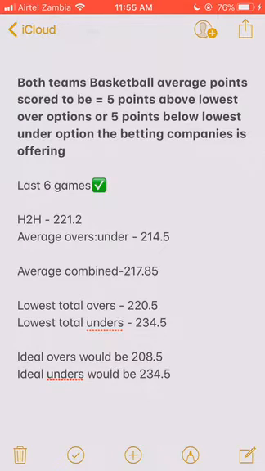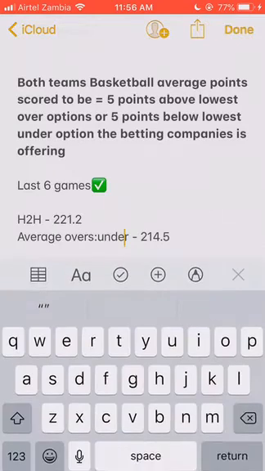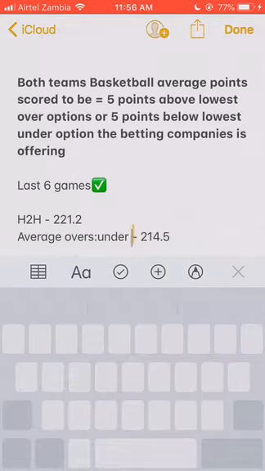Okay, you want those 6 games, the average that you get from calculating the totals of those games, you want it to be 5 points above the lowest odd that the betting company is offering you. Okay, so I've already done the head-to-head here, and the average that I found between these two teams was 221.2 head-to-head, the average overs. Okay, then the average overs for their own games.